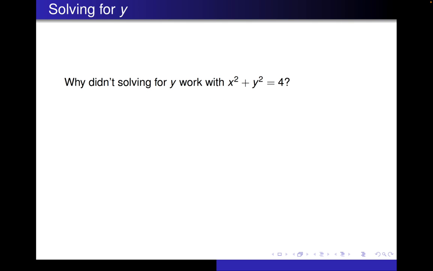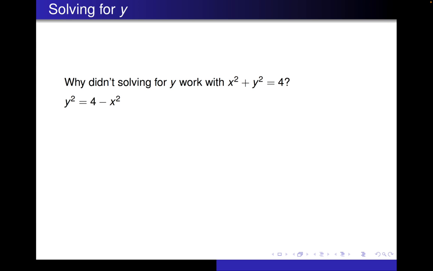So that brings to mind, why couldn't we just use this same technique when we were working with x squared plus y squared equals 4? Why couldn't we just solve for y and get a formula for that function? We know we can't because we know it's not a function. Let's see why that happens. Well, if we try to do that, we would subtract x squared from both sides, and then we'd have to take the square root of both sides to solve for y.